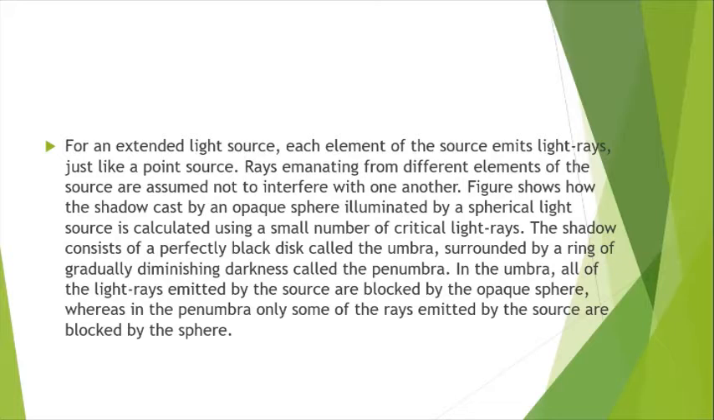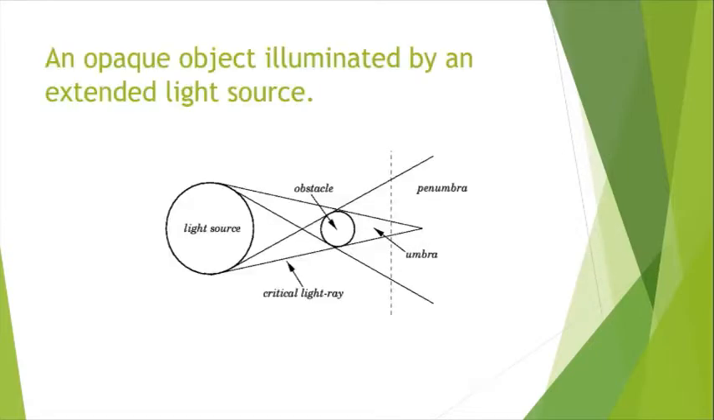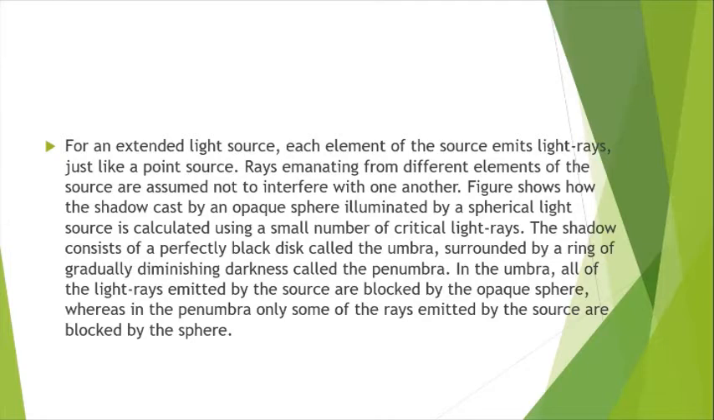The perfectly black disc is surrounded by a ring of gradually diminishing darkness called naman na penumbra. Yung sa penumbra naman is yung sa may taas dito, surrounded by a ring of gradually diminishing darkness. That's called the penumbra.